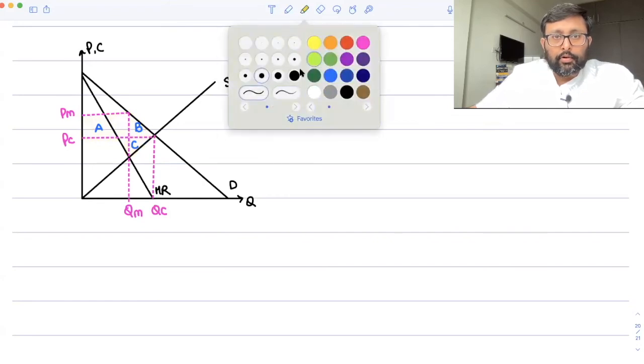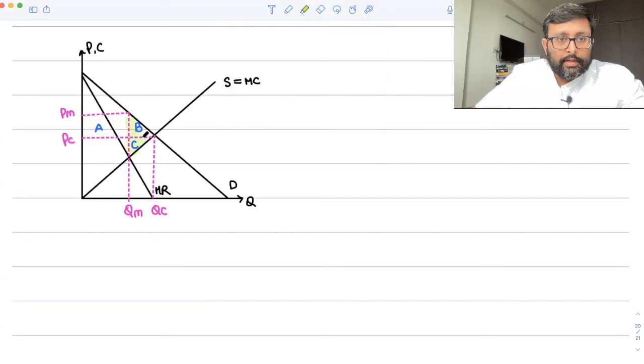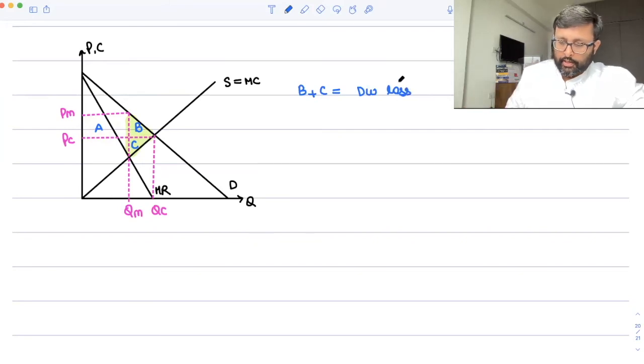So basically this area is not available to the society when it was working with a monopolist firm and not with the competitive firm. When it starts working with a competitive firm, this area is also available to the society, right? So this area B plus C is what is called deadweight loss.